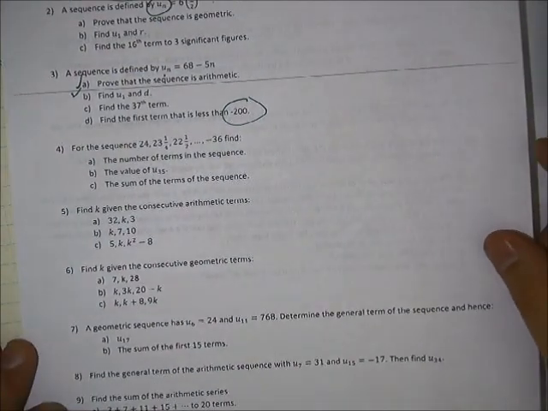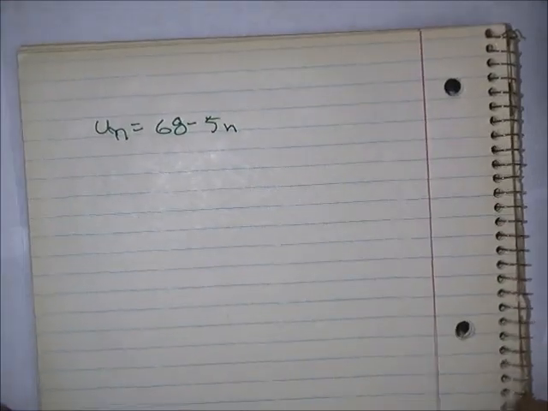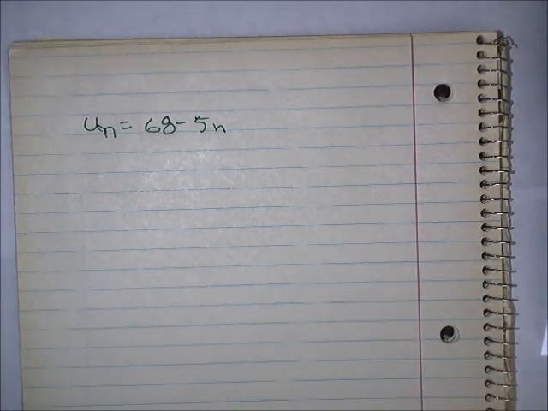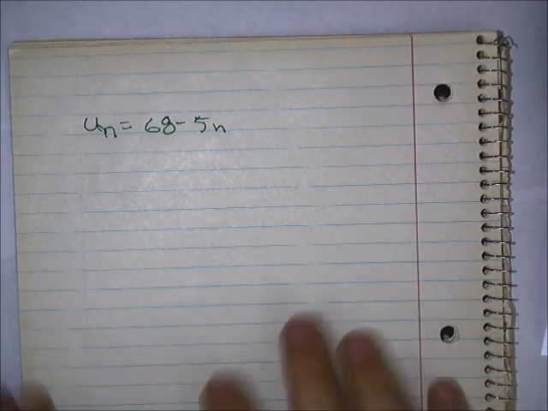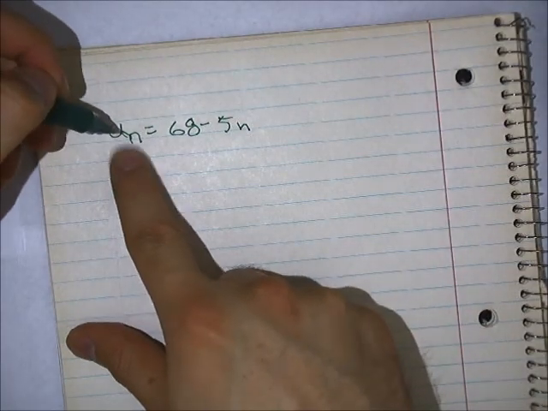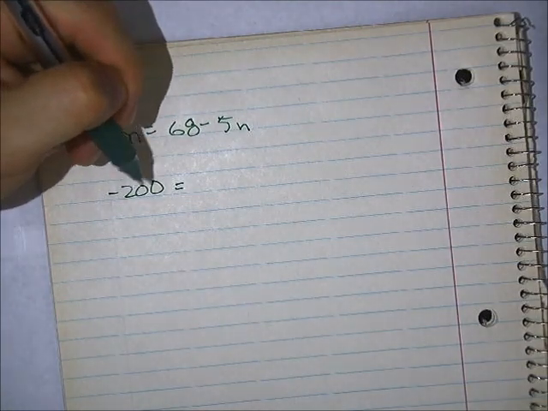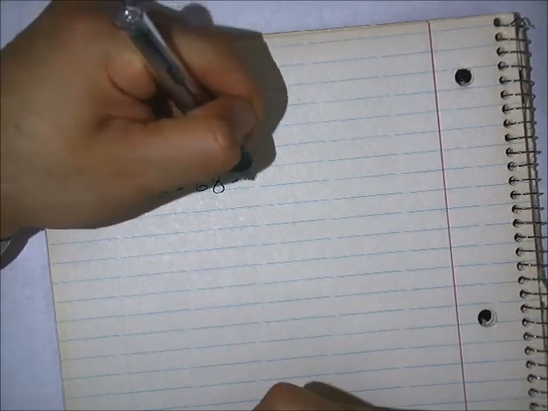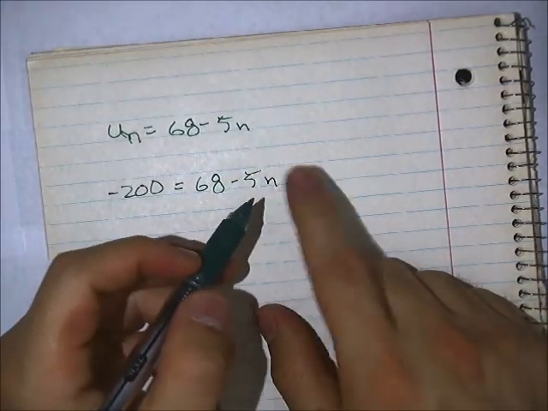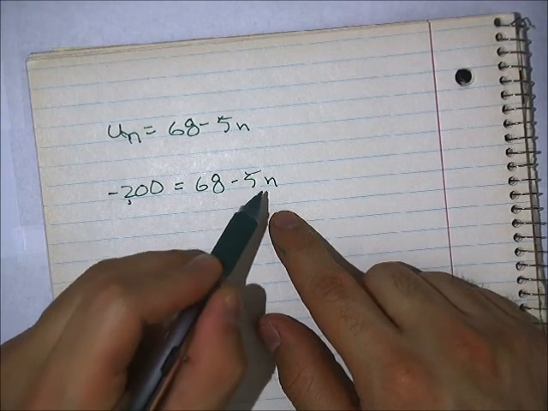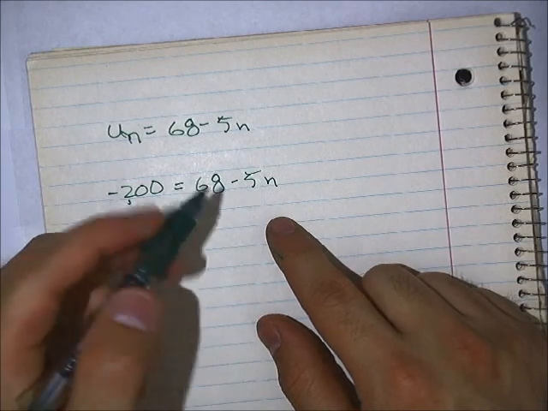What term number is that? I'm looking for just a term number this time. I'm not looking for a U sub 35 or a particular term value. I'm looking for where in the sequence does this number fall. So that means that this U sub n becomes negative 200, 68 minus 5n. I want to know, when does this equal negative 200? At what n value does it happen? So let's figure it out.